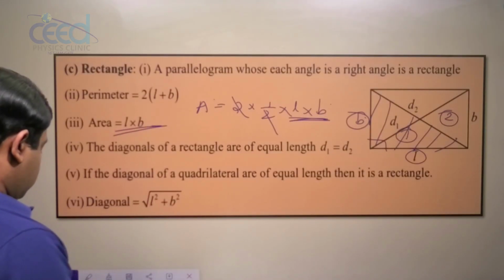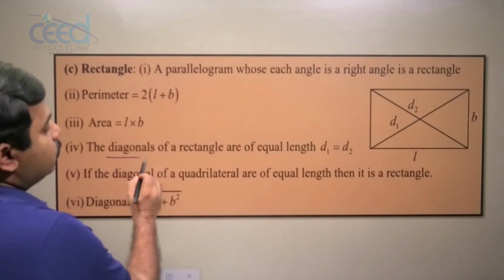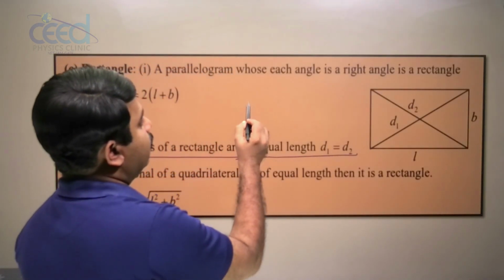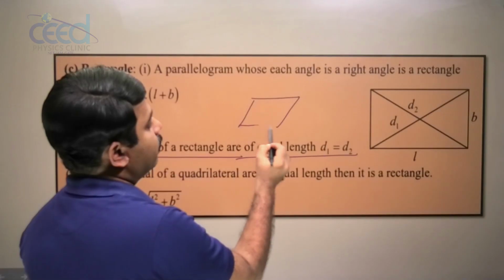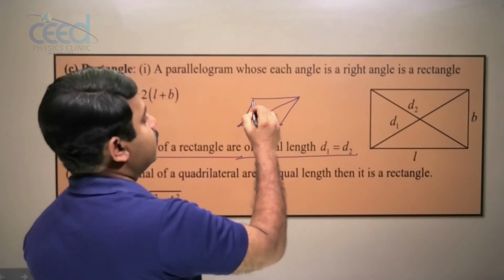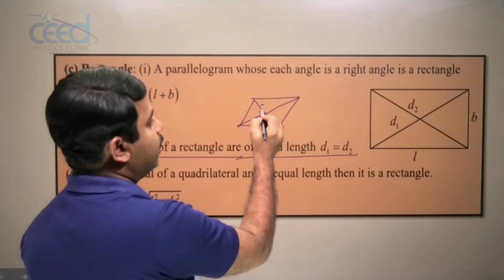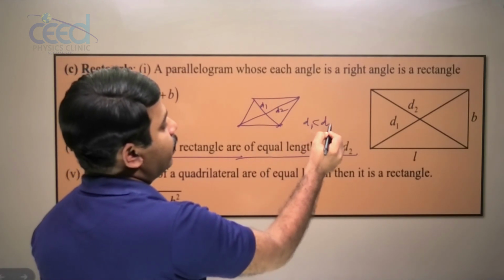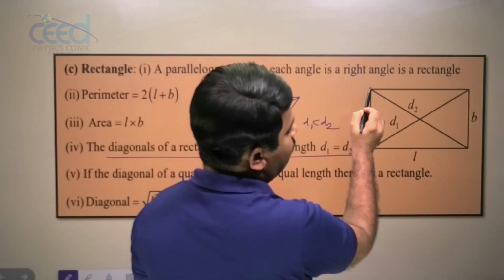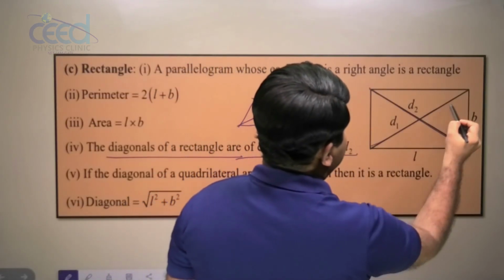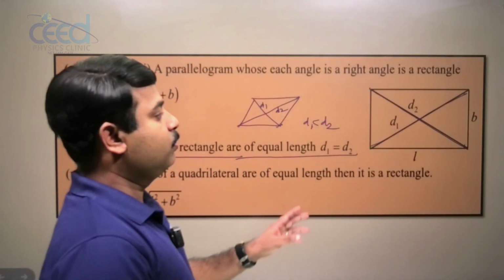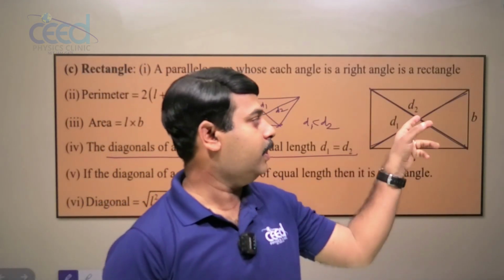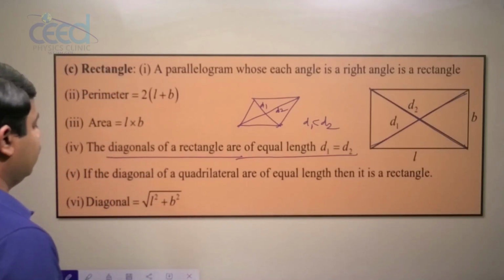Now another point is the diagonals of a rectangle are of equal length. See, in a parallelogram, what we have seen is this diagonal is longer and this diagonal is shorter. So if this is D2, D1 is less than D2. But for a rectangle, both diagonals are equal in length. Diagonals are equal in length.